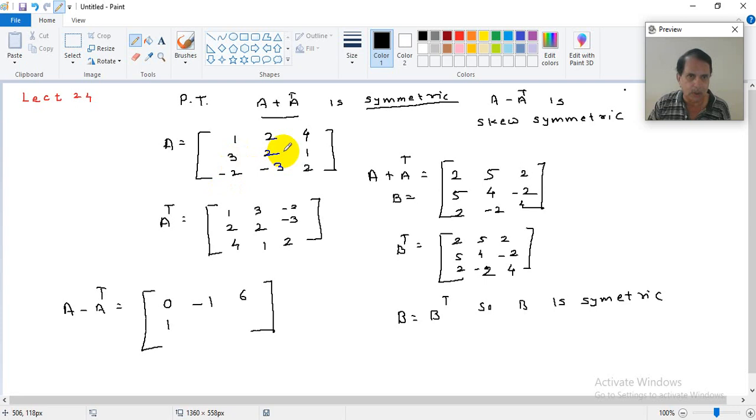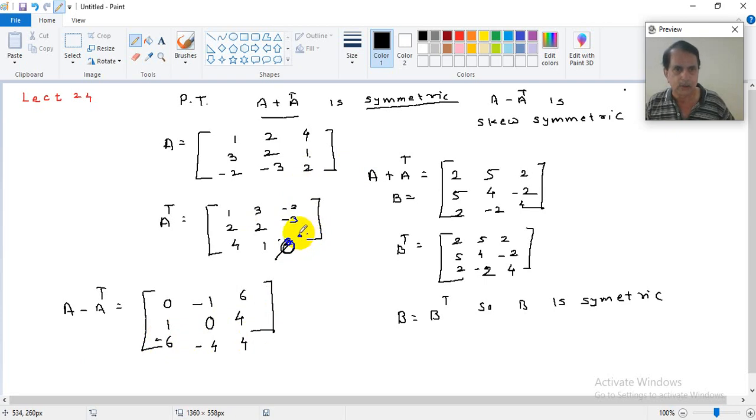Then 2 minus 2, it must be 0. And then 1 minus minus 3, so it is plus 4. Then this is minus 2 minus 4, so minus 6. Then minus 3 minus 1, so it is minus 4. And finally 2 minus minus 2, so this is A minus A transpose. Now, sorry, here I have made a mistake. A minus A transpose, so 2 and minus 2, that should be 0.